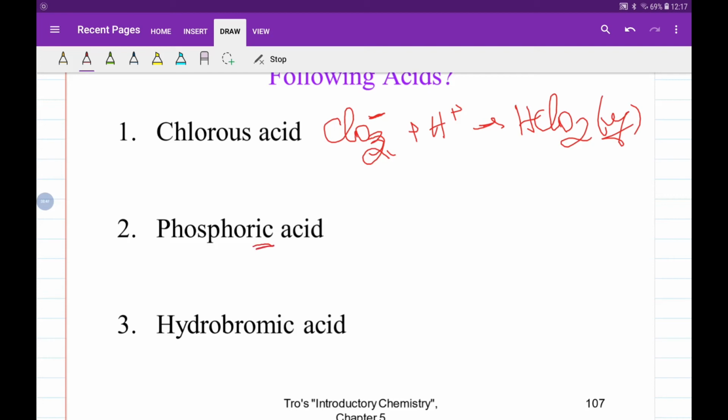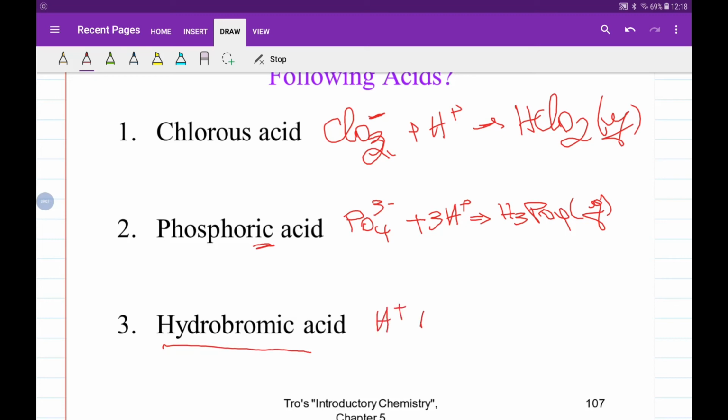Phosphoric acid, it's also a polyatomic ion. It ends with ic. That means it's a phosphate ion. I need 3 hydrogen for that. The formula will be H3PO4 aqueous. For hydrobromic acid, that's a binary acid with a bromine, H plus and Br minus. The formula will be HBr aqueous.